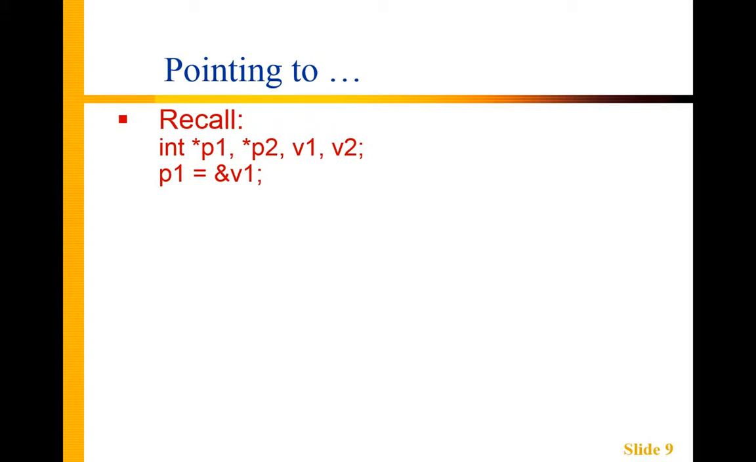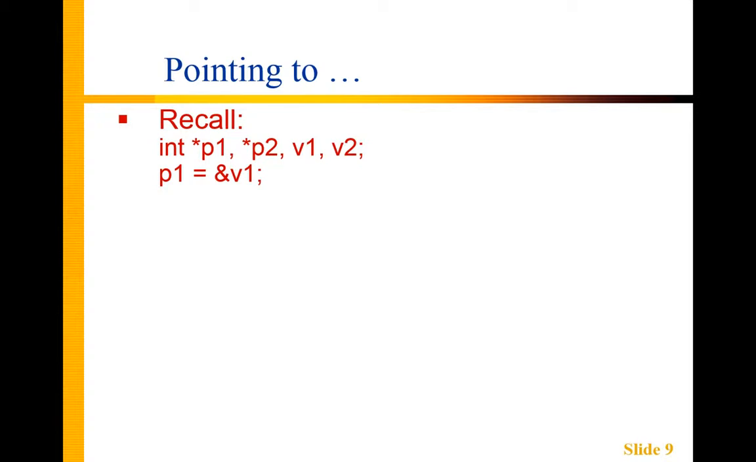So let's take a look at this example. How do you think this would be read? We've got int *P1, *P2. So we're declaring two pointers, which are P1 and P2, and then we're declaring two normal variables, which are int type. So what is P1 equals ampersand V1? How would you read that? What would the output be?